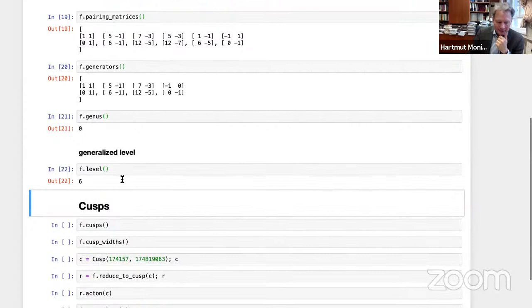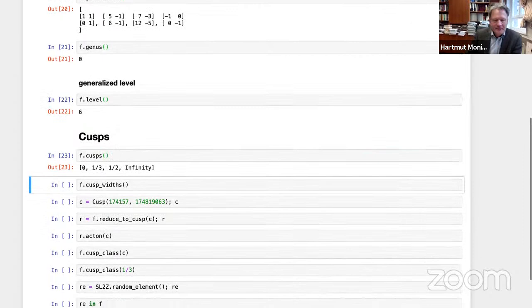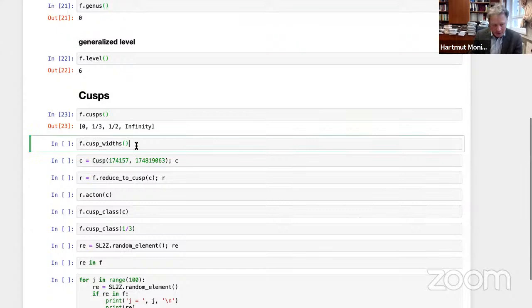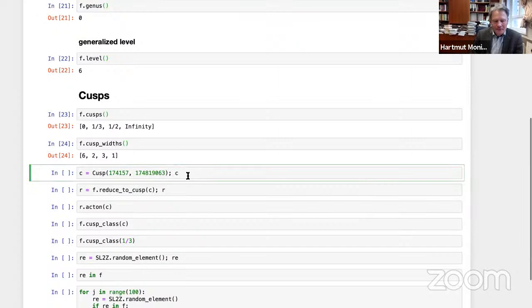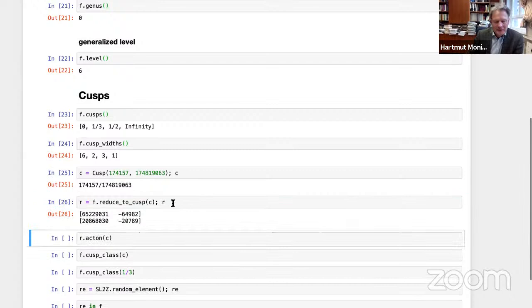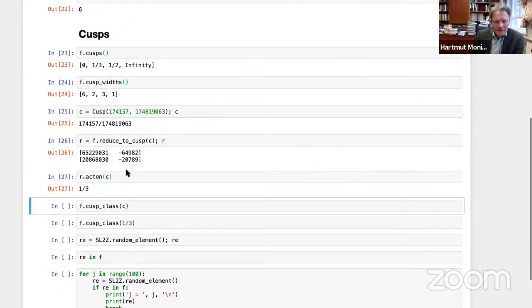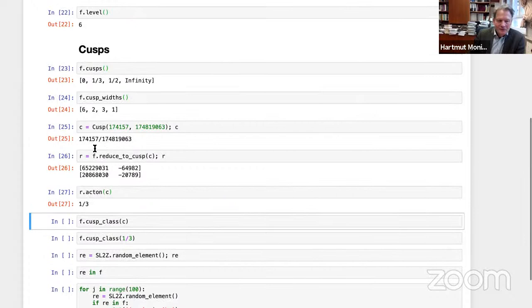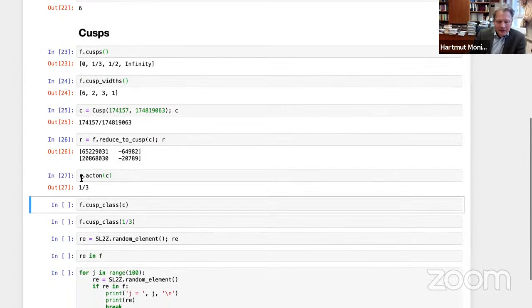Now, the cusps, as I said, are already calculated when you have called the Farey symbol, and they are easily obtained. Let's take some random rational number, an element in Q, and reduce it to a cusp. To which cusp is this equivalent? You find the matrix, and then you can have the matrix act on 1/3. So this rational number c, which I wrote down here, is equivalent to 1/3. That's easily seen by doing this little calculation. So how is that done?